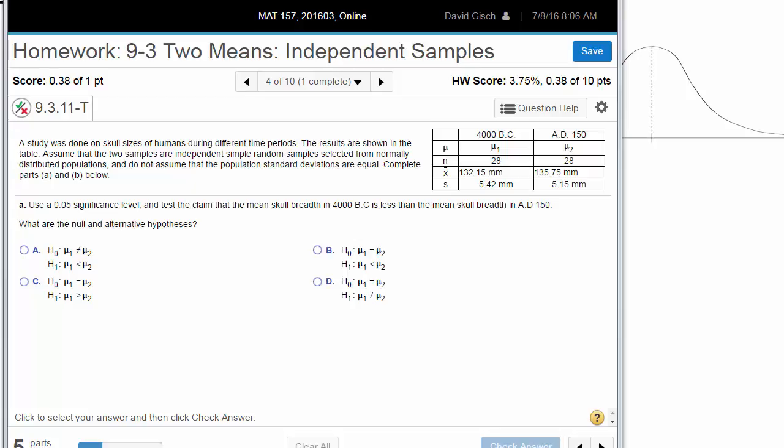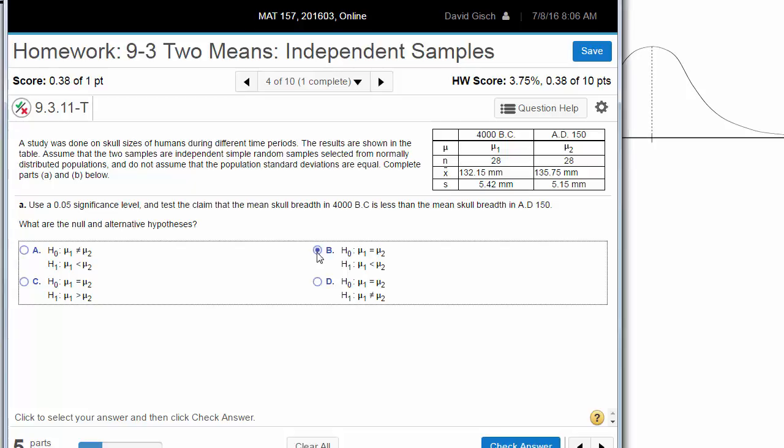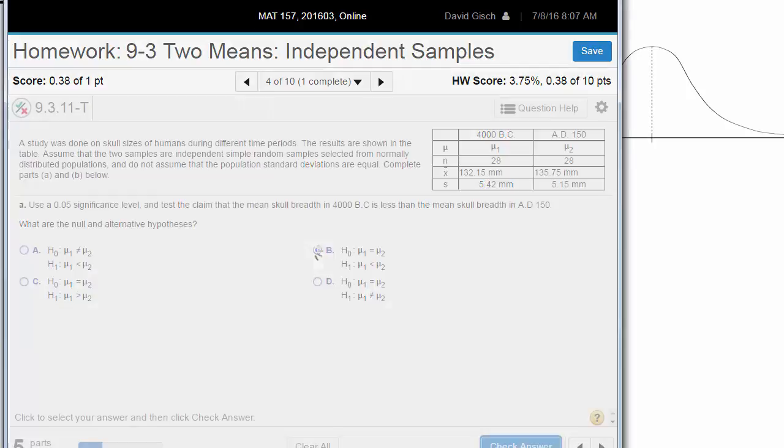So by the way, the mean skull breadth in 4000 BC is less than that in AD 150. So that's a less than. That has to go in the alternative hypothesis. So I'm looking at A or B here, but you always have to have an equality in the null. So clearly that's got to be the answer then.